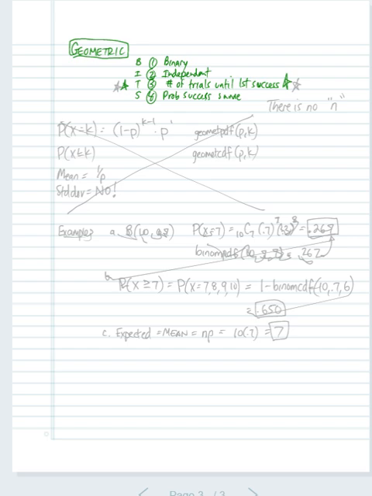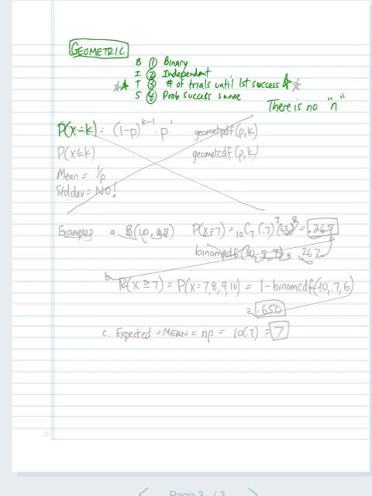And because we are looking for the number of trials until the first success, there is no fixed number of trials. So in this case, there is no n. There is no fixed number of trials because we don't know how many trials it will take to get the first success. So let's talk a couple formulas.